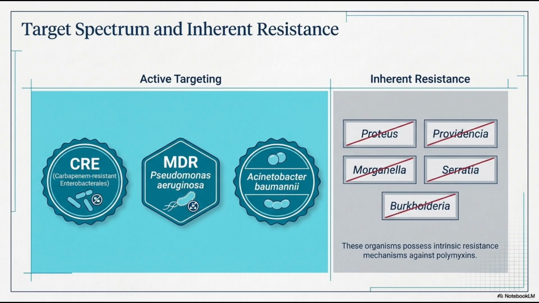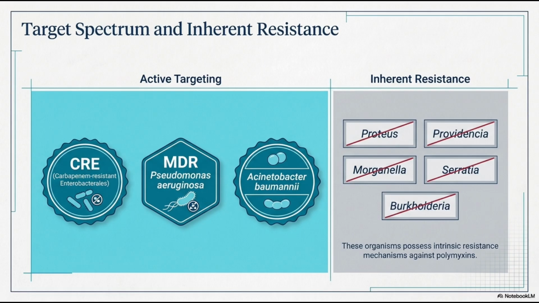Polymyxins are universally not active against Proteus, Providencia, Morganella, Serratia, and Burkholderia. But wait, why are those specific bugs immune? If they're gram-negative, don't they have that same LPS shield with the Jenga blocks? They do, but they have evolved a really clever intrinsic defense mechanism. Oh, really? Yeah, bugs like Proteus and Serratia can actually modify the structure of their lipid A. They add positively charged molecules like aminoarabinose to the LPS. Huh. So they change their own charge. Exactly. That neutralizes the negative charge of the membrane, meaning the polymyxin no longer has an electrostatic attraction to bind there. It just bounces right off.